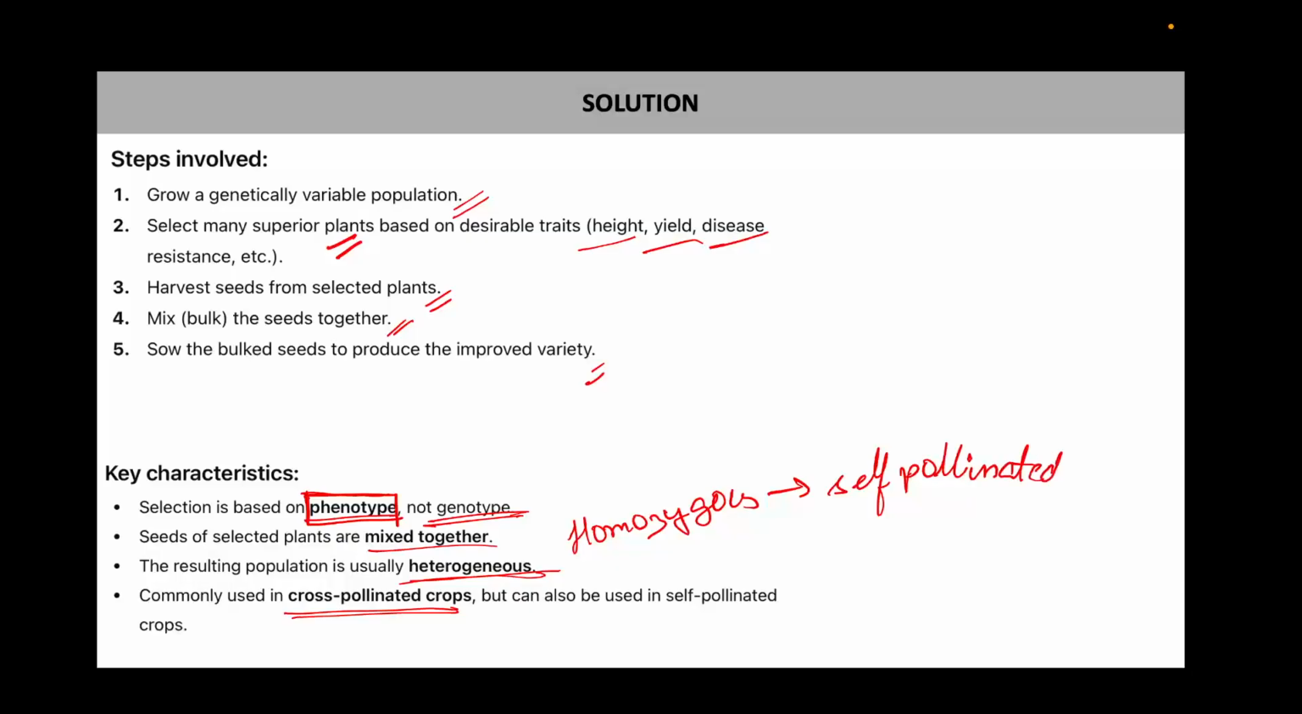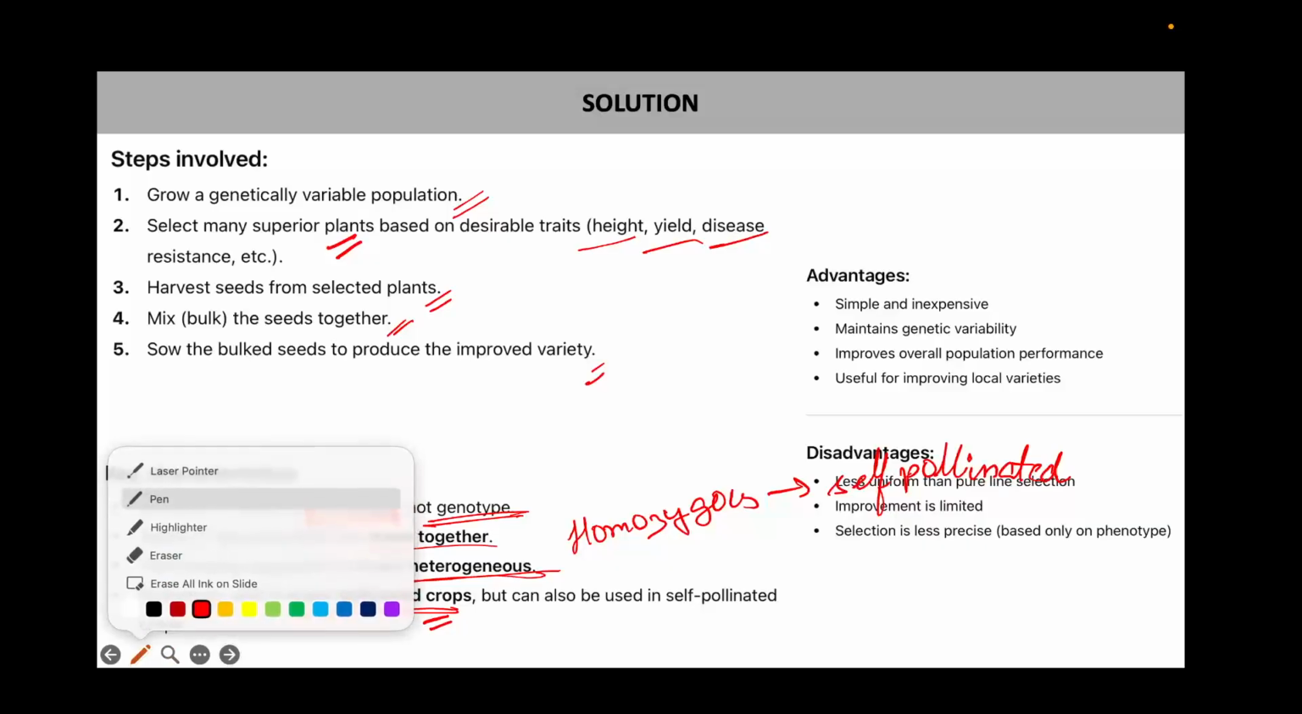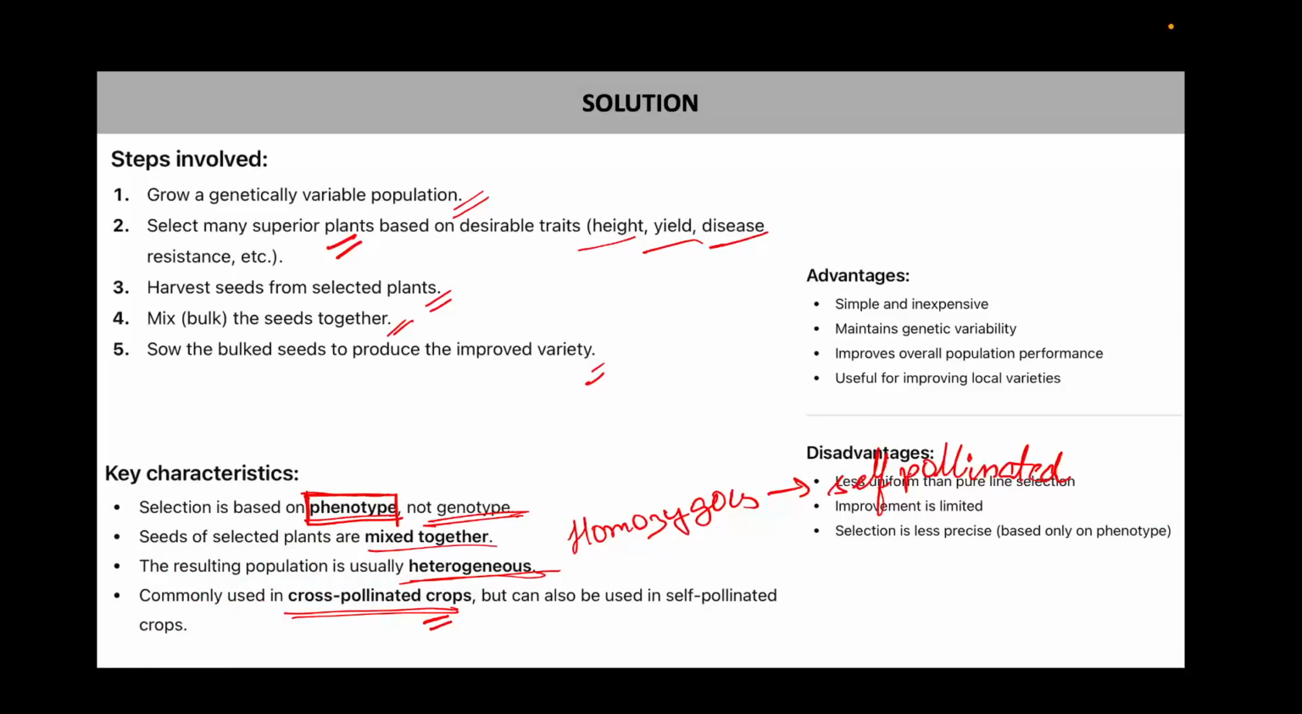But in case of mass selection, there is more chance that the population is heterozygous, and therefore it is more preferred in cross-pollinated crops. In certain cases, it can also be used in self-pollinated crops. But eventually, the population will become homozygous, and the variety will keep on reducing in case of self-pollinated crops. Now, what are the advantages and disadvantages of this particular selection method?